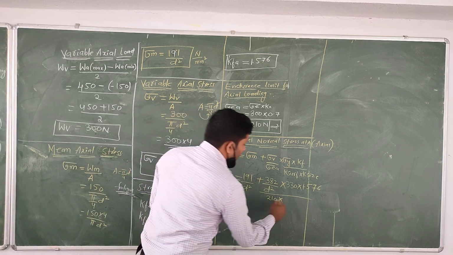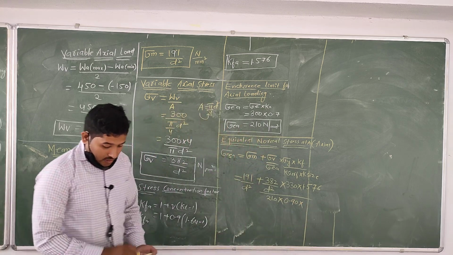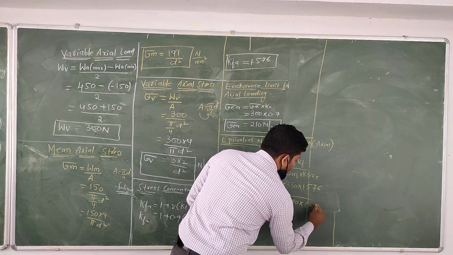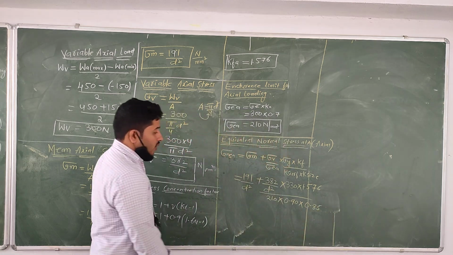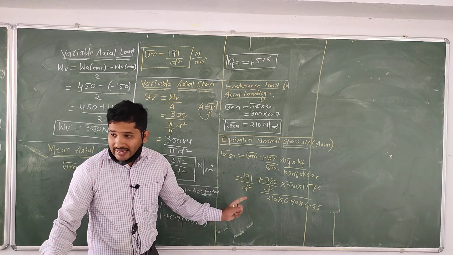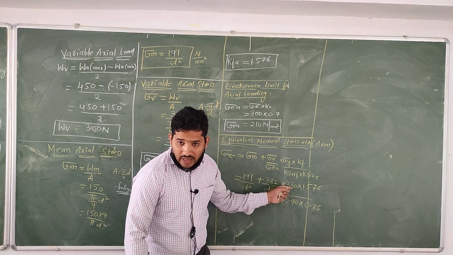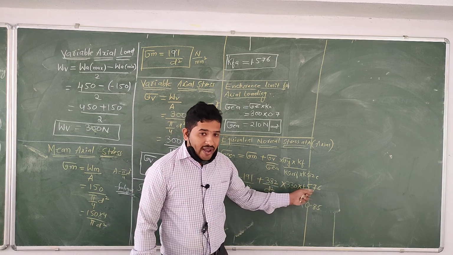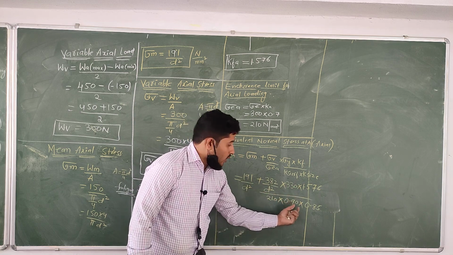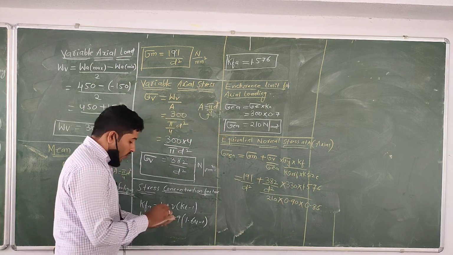0.90 is given. Is it right? And the size factor K, how much is given here? 0.85 is given. Then what you have to do here? Just remember 191 by d square as it is. Is it right? 382 into 330 into 1.576 divided by 210 into 0.90 into 0.85. If you divide this term, you will get the answer.